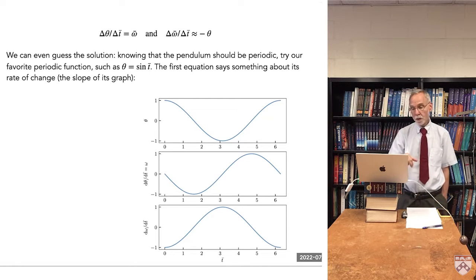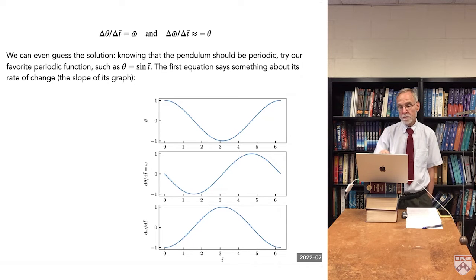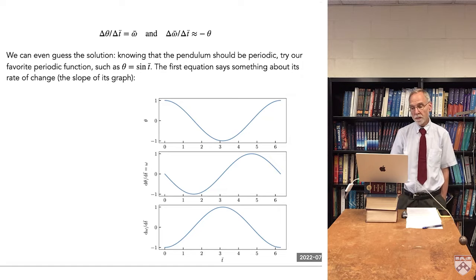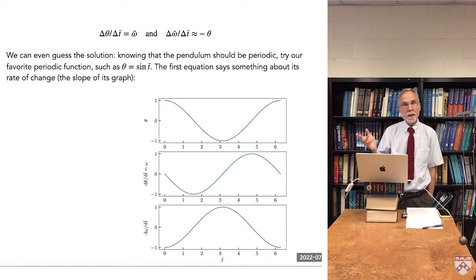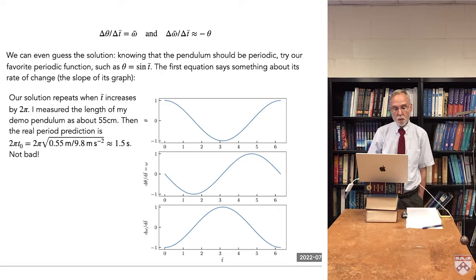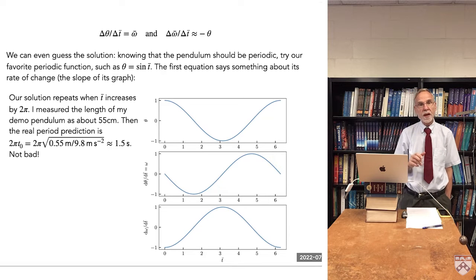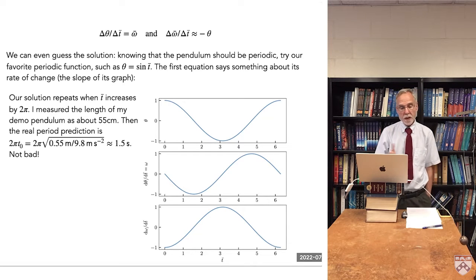And yes, it works, because the third graph is minus the first graph, which is what the second equation of motion says it should be. So just by guessing, we found that cosine of t bar is a solution to this equation of motion. It's periodic in time. It repeats every time t bar increases by 2 pi. So what does that mean in terms of seconds, in terms of ordinary time? Well, you've got to know what that time scale t0 is. You've got to take 2 pi and multiply it by t0.